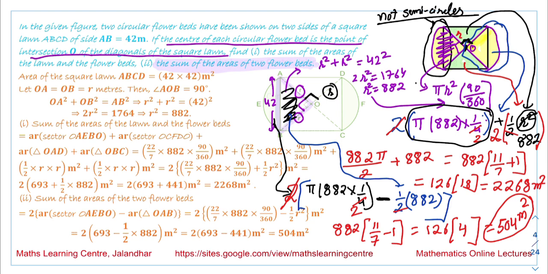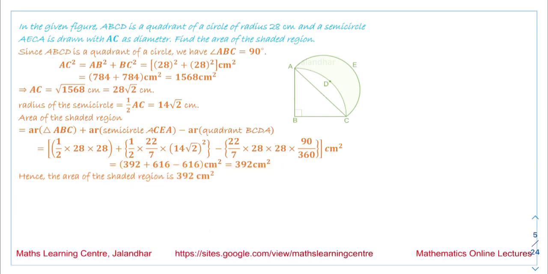Now in this next question we have A, B, C, D is a quadrant of a circle. We are talking about this A, B, C, D is a quadrant of a circle of radius 28 centimeter. 28 centimeter is the radius of this circle. Next, a semicircle is drawn with AC as the diameter. AC is the diameter, and this semicircle is drawn over here. We have to find the area of the shaded portion.